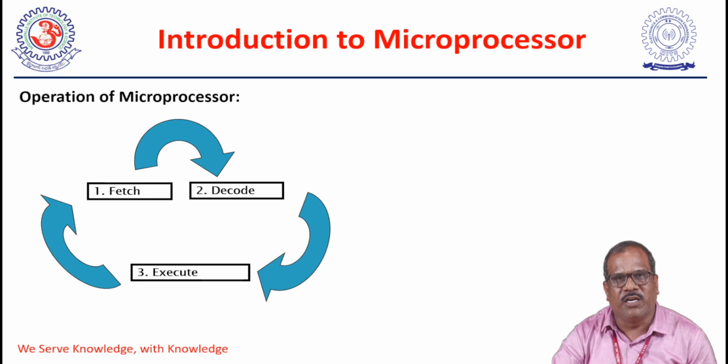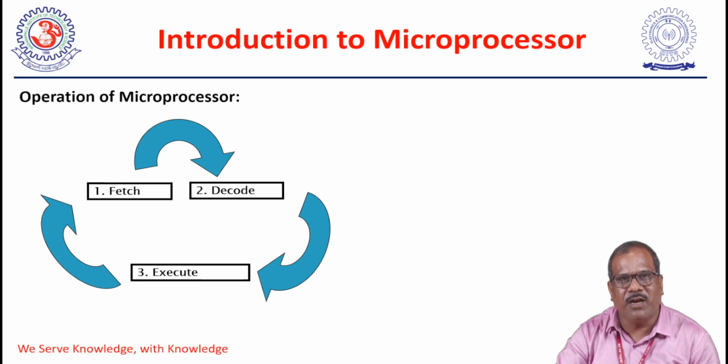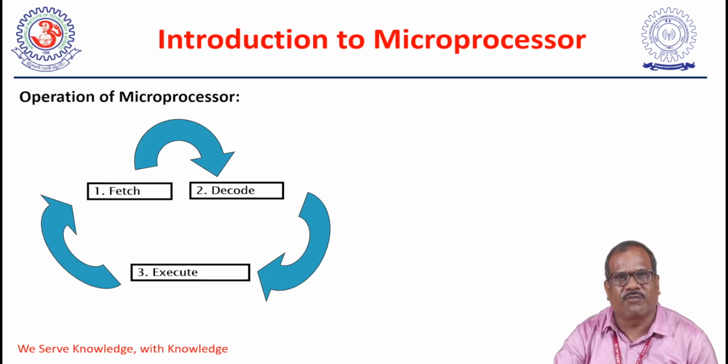The second function is decode. The fetched value is converted into its equivalent binary form. That is the decode operation: convert hexadecimal into binary form. Then the third function, execution, performs the exact operation of the microprocessor. So these are the basic operations of a microprocessor: fetch, get the value from memory; decode, convert the hexadecimal value into binary; and execute, perform the exact operation of the instruction. For the microprocessor's internal operation on the binary pattern, a decoder unit is required.